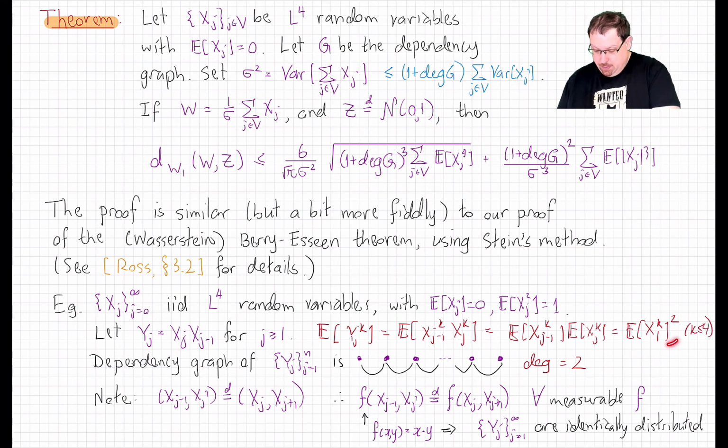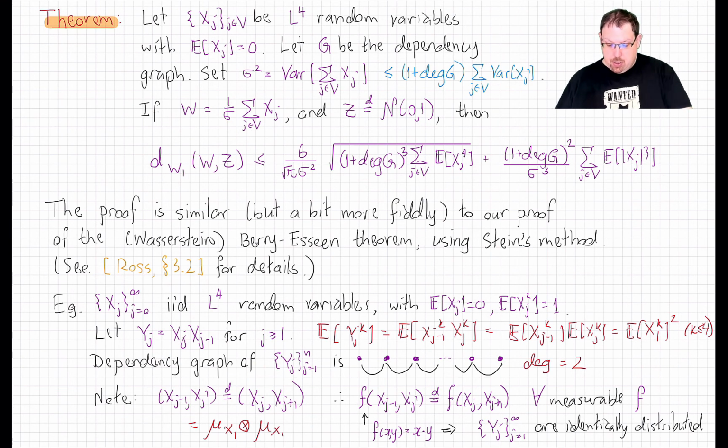So that's certainly finite for k less than or equal to 4, and that means that the yj's are also in L4. Now notice that just like in the first random vector spread out example, if I take xj minus 1 and xj as a random vector, its joint distribution is the same as the vector xj plus 1. That distribution is just the product of the law of x1 with itself, no matter where we are in the sequence. And so just like in that first example, we therefore have that the yj's are identically distributed.